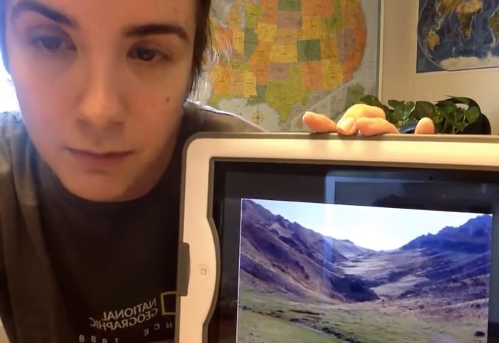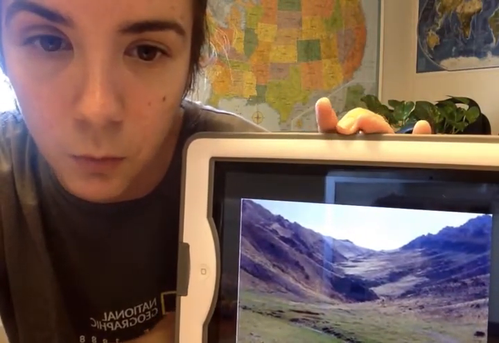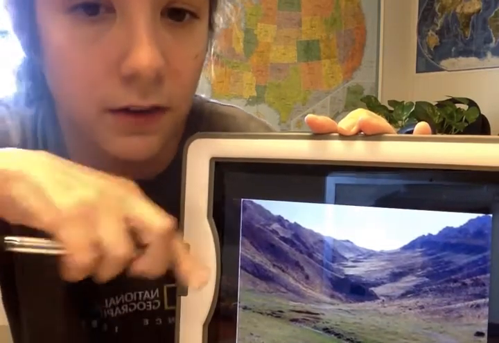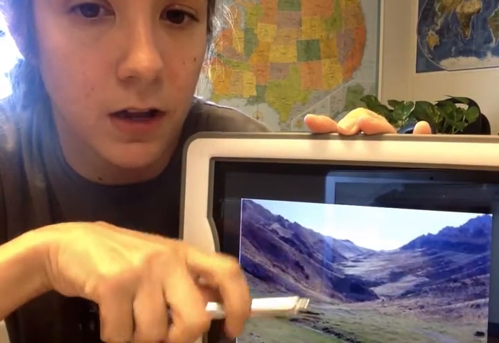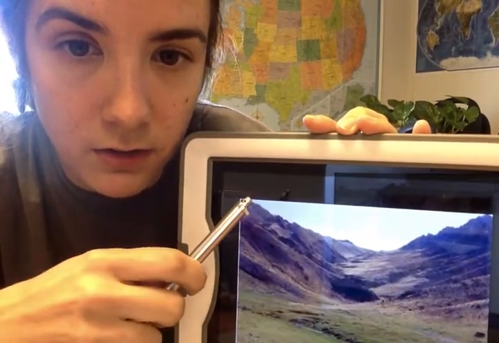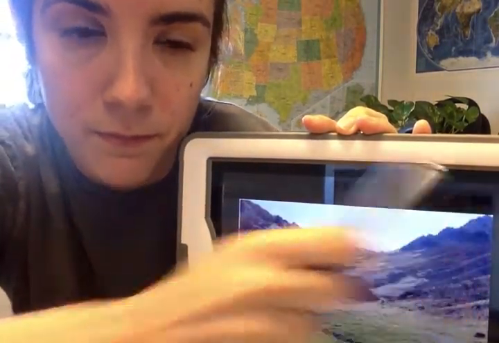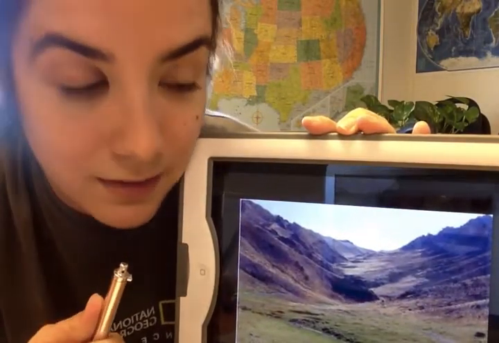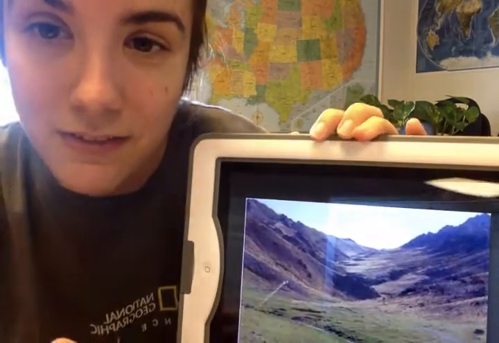This is one that we had before in Landforms Part I. You can see a little river. You can see some mountains, but what am I trying to get you to look at? Do you see the V shape? What is it? A valley. Very good.